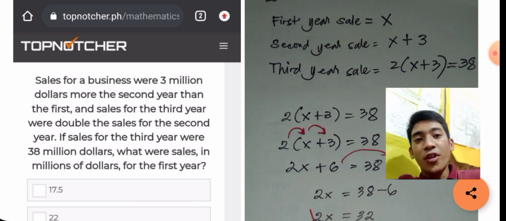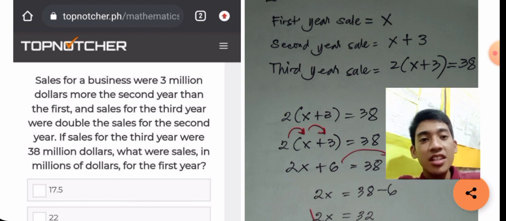Sales for a business were $3 million more in the second year than the first year, and sales for the third year were double the sales for the second year. If the sales of the third year were $38 million, what were sales in millions of dollars for the first year?